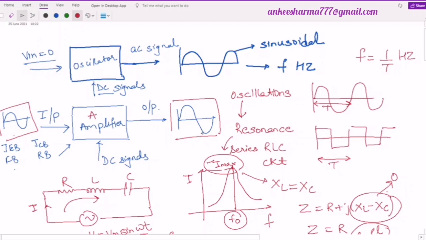that is A. But in the case of the oscillator, as there is no input voltage, V in is 0, then all the AC signal, or you can say the output over here, the sinusoidal signal which we have obtained, is controlled by this DC signal. So these DC signals have a very major role in controlling the output of the oscillators. Is it clear? So this is all the basics of the oscillators.